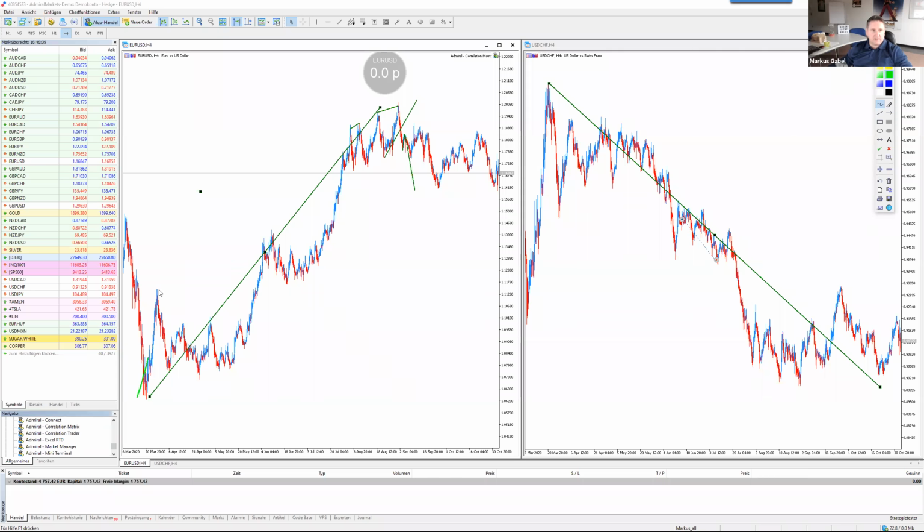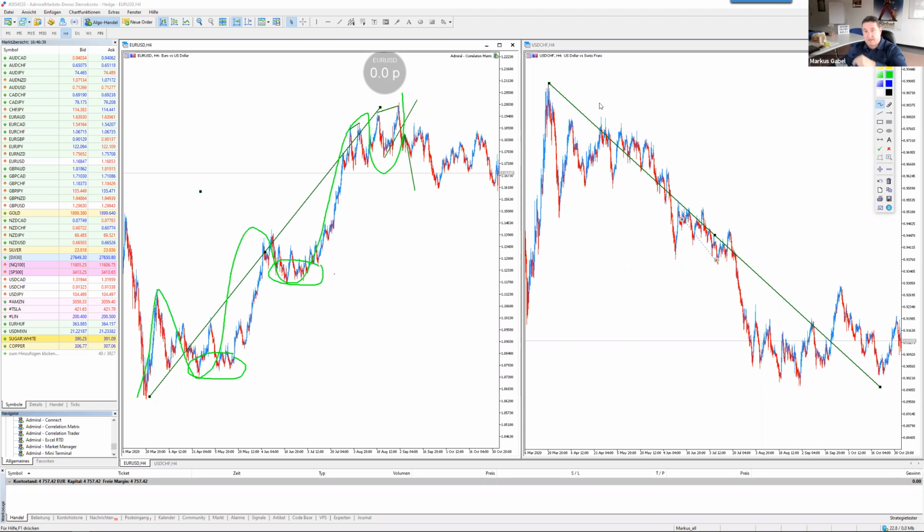So movement, correction, movement, correction, movement, correction, movement. So first chance to go long is roundabout here, maybe in a smaller trend size. Second chance, here we go.